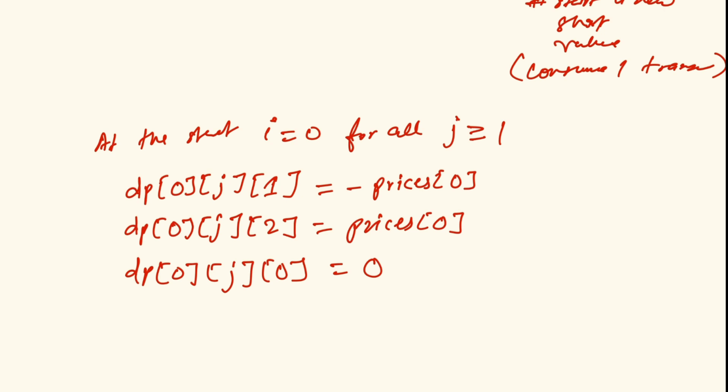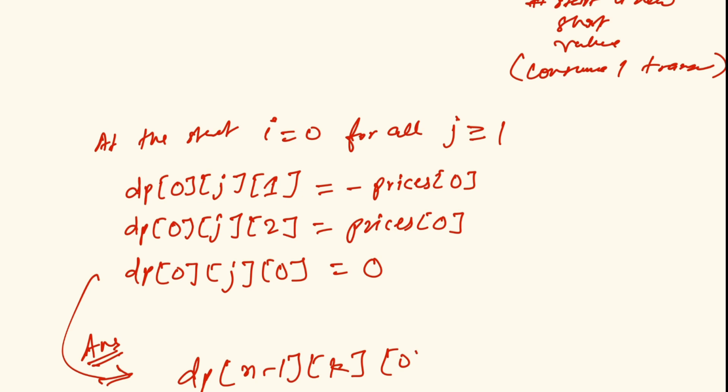So what will be the answer? The answer is dp at n minus 1, k, and 0. This is the answer, the maximum profit at the last day in the neutral state. So we can implement these things easily, right? How we are going to do that, we will understand, but I hope till now you have understood. Okay, let's go to the code and we'll try to understand.